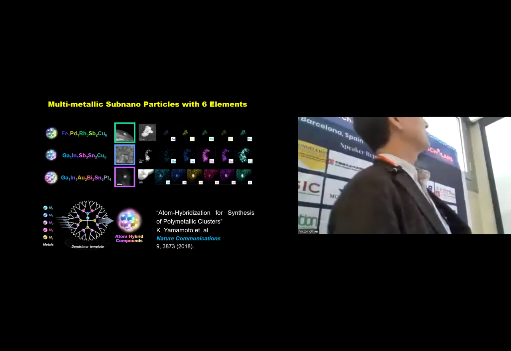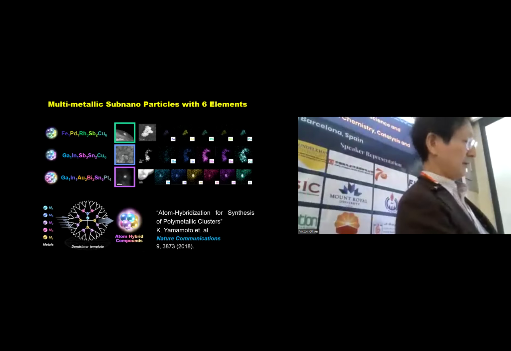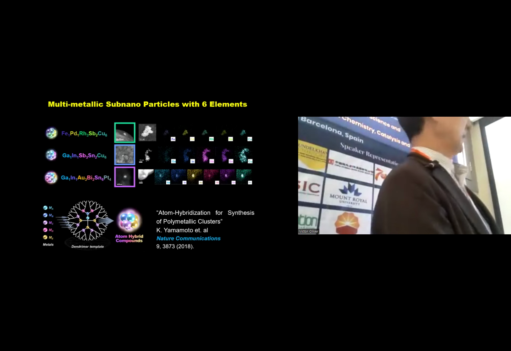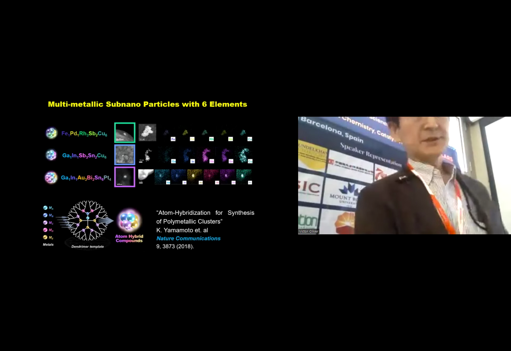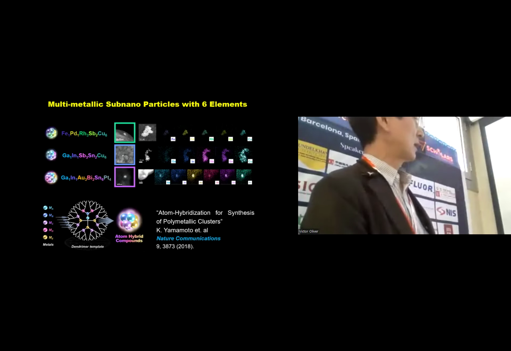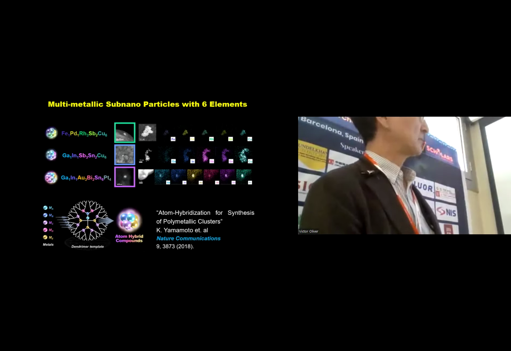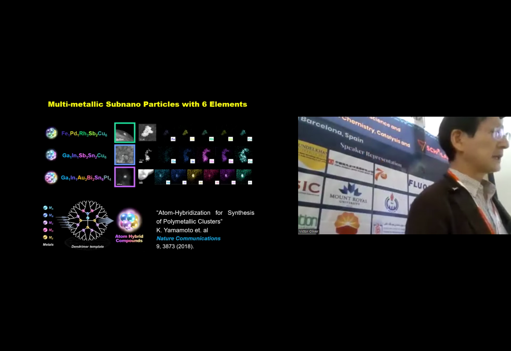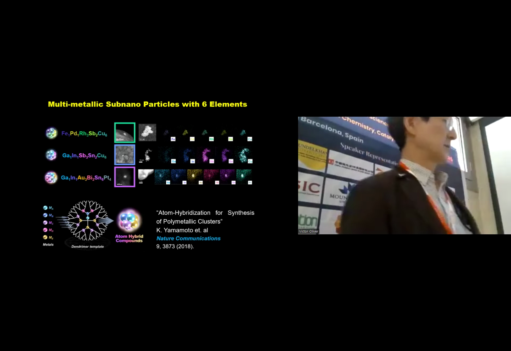So we succeeded in making a multimetallic particle with 6 elements using the dendrimers. The resulting subnanosized metal particle has gallium, indium, gold, bismuth, tin, and platinum. 6 elements is the maximum number in a subnanosized metal particle until now.